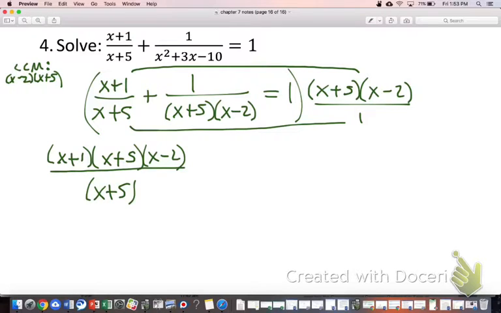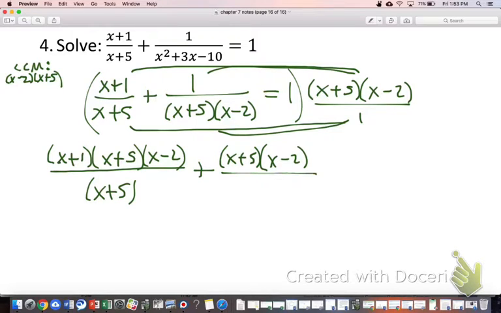Can you guys foresee the cancellation that's about to happen? Okay. Here, when I multiply in the middle, 1 times the x plus 5 times x minus 2 is just that: x plus 5 times x minus 2. And then don't I get the exact same thing in the denominator? 1 times x plus 5 times x minus 2. So again, can you guys foresee the cancellations there?